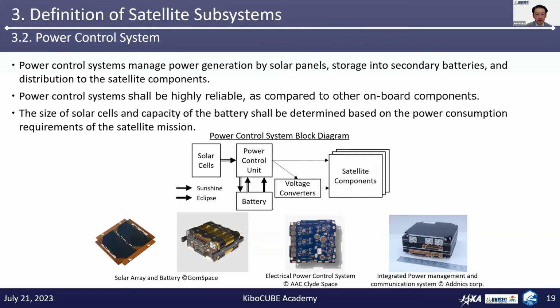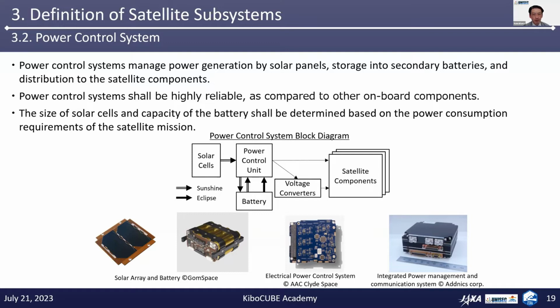A power control system manages power generation by solar panels, storage into secondary rechargeable batteries, and distribution of power to the satellite components. So this combination of components I mentioned, the solar cells, batteries, and the power control computer here, can be regarded as the power control system.